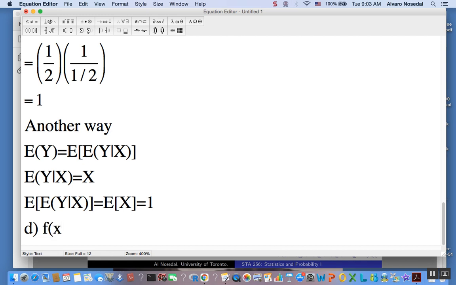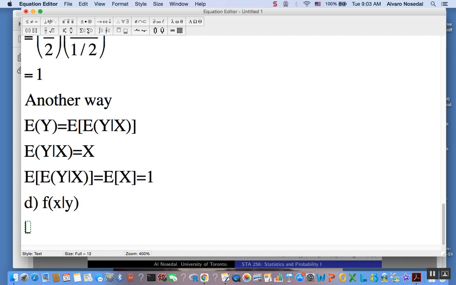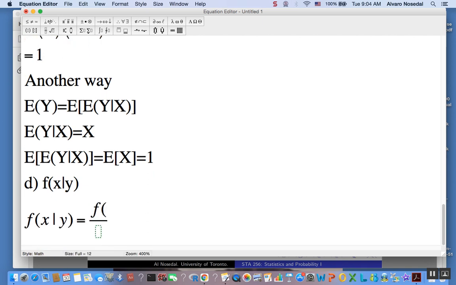Conditional distribution of x given y. Okay, so what do you think we're going to do? Well, we're going to be using the definition, right? F of x given y will be just the joint divided by the right marginal. In this case, the right marginal would be the marginal of y, and we already have that guy.